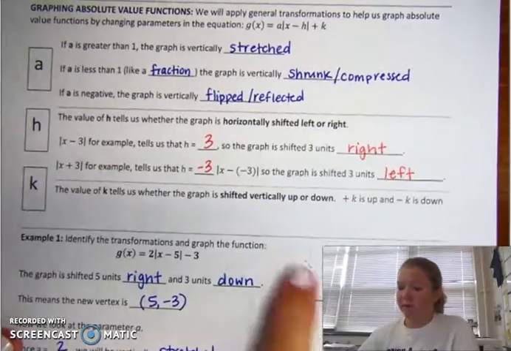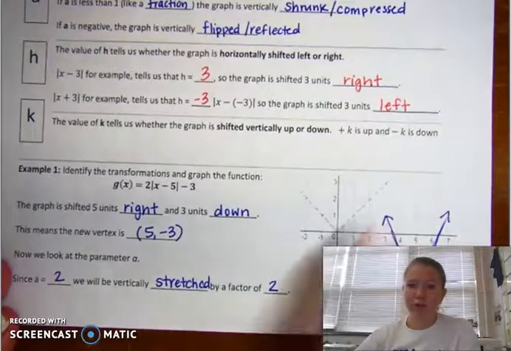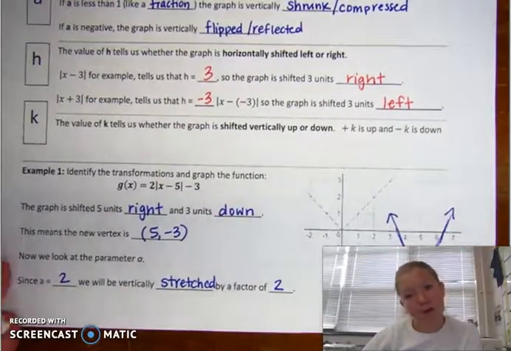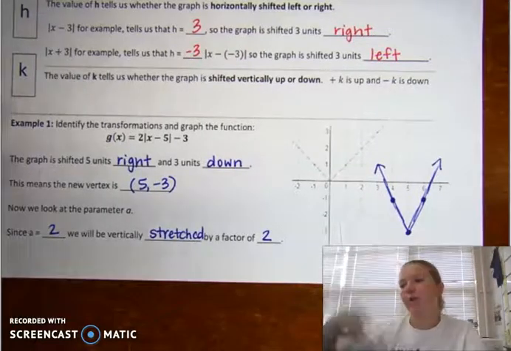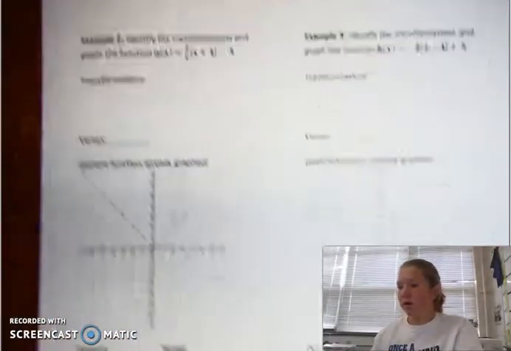All right, and then of course the dotted line here was just your parent function, so that's just to compare your new function to. We can see that that's been stretched vertically. It got narrower. All right, and then the back of our notes.